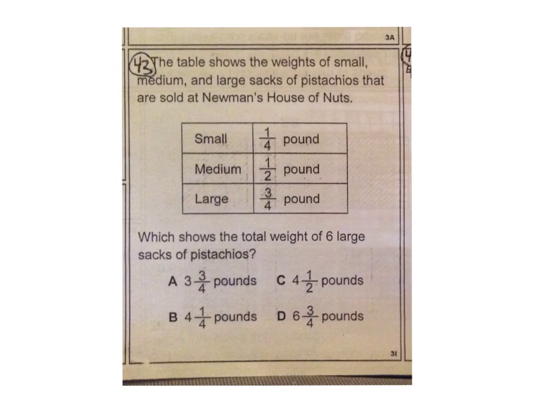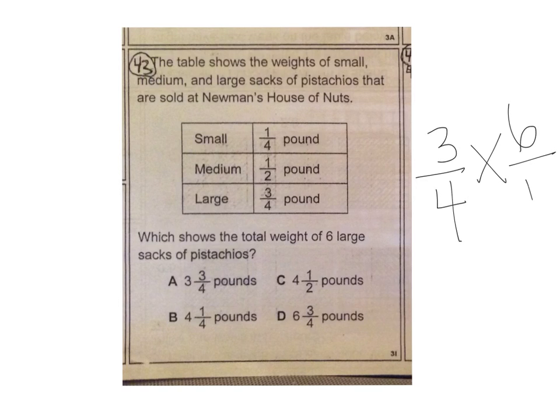Number 43. The table shows the weights of small, medium, and large sacks of pistachios that are sold at Newman's House of Nuts, which shows the total weight of 6 large sacks of pistachios. So what you're going to do is take your large sack, which is 3/4, and multiply it by 6.